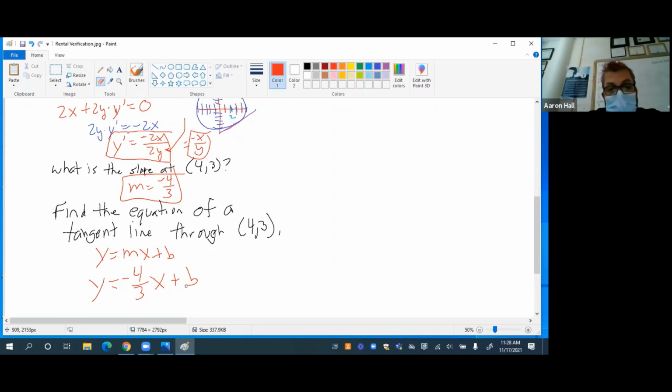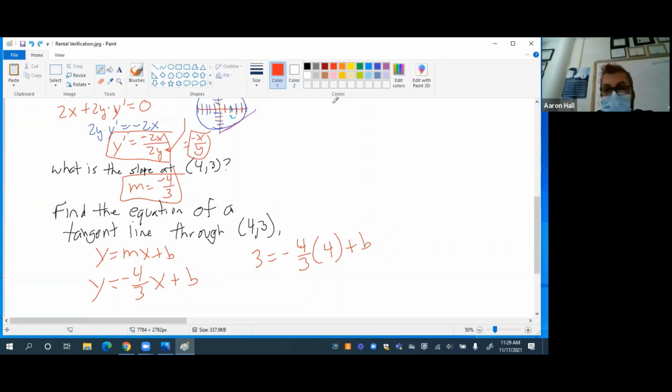How do we find b? Just plug these in. We have an x and a y. What's my x? And my y? So I have 3 equals -4/3 times 4 plus b. How do we solve for b?